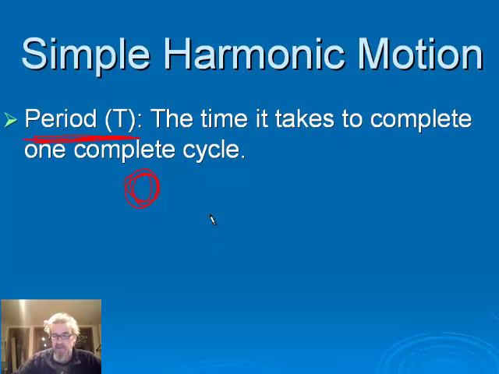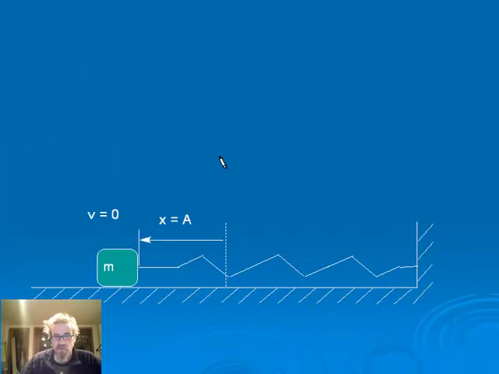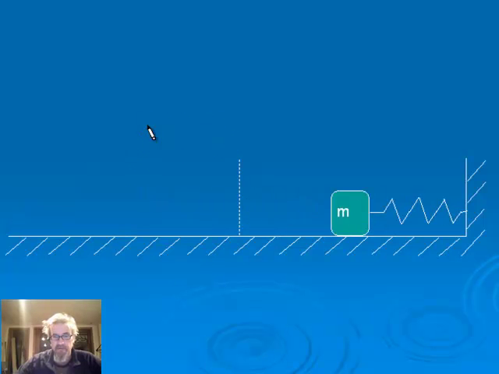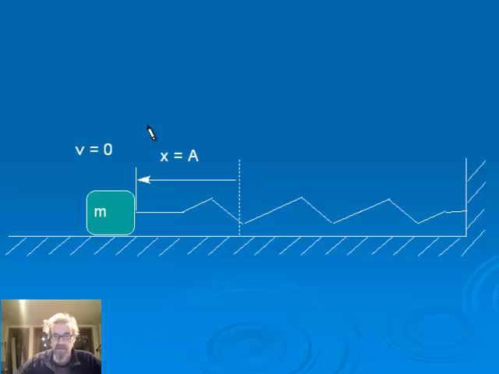So in our object here, this is what we're talking about. We're starting here at this maximum amplitude, and then the thing is going to move through one cycle like this. The amount of time it takes to go from the starting point back to the starting point through the whole cycle, that's the period. Our question now is, is there some way to find the period of something that's in simple harmonic motion?